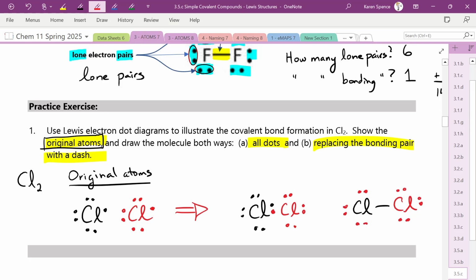And I got tired of color coding at the end there. Is that good? Is that what you guys got? Hopefully, I mean, this is pretty much exactly like fluorine, but just with chlorine.